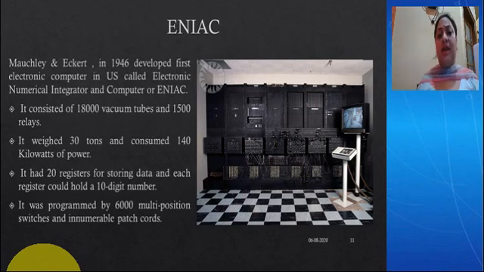Let us discuss ENIAC. Mauchly and Eckert in 1947 developed the first electronic computer in the US and called it the Electronic Numerical Integrator and Computer, or ENIAC. It consisted of 18,000 vacuum tubes and 1,500 relays. It weighed 30 tons and consumed 140 kilowatts of power. It had 20 registers for storing data, and each register could hold a 10-digit number. It was programmed by 6,000 multi-position switches and innumerable patch cords.